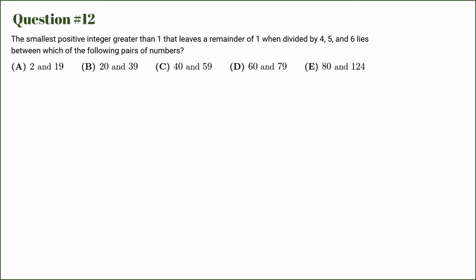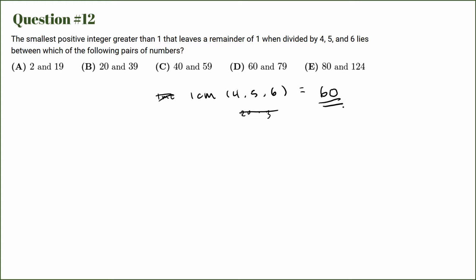Question 12 states, the smallest positive integer greater than 1 that leaves a remainder of 1 when divided by 4, 5, and 6 lies between which of the following pairs of numbers? Okay, to find the smallest positive integer that does that, you would first need to find the least common multiple of 4, 5, and 6. And that is, first of all, 20, and then 3, so that equals 60.